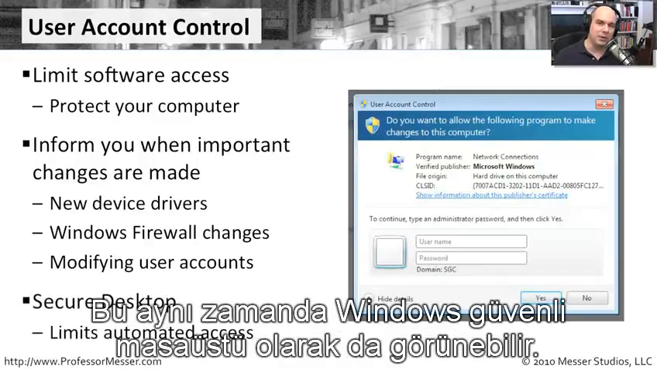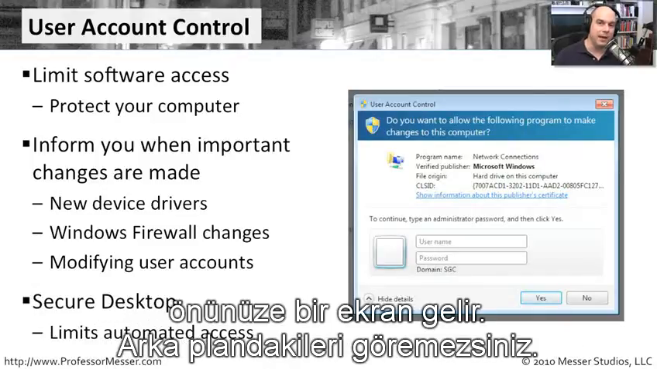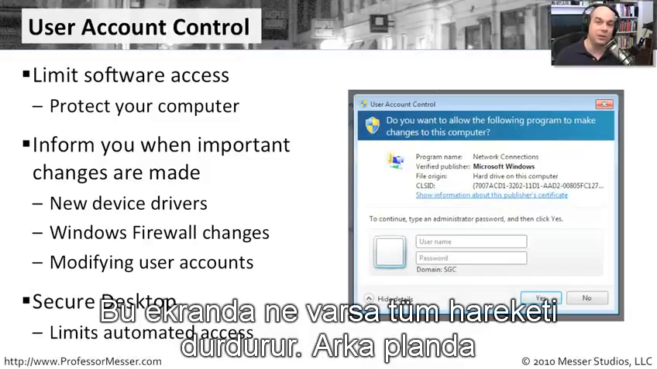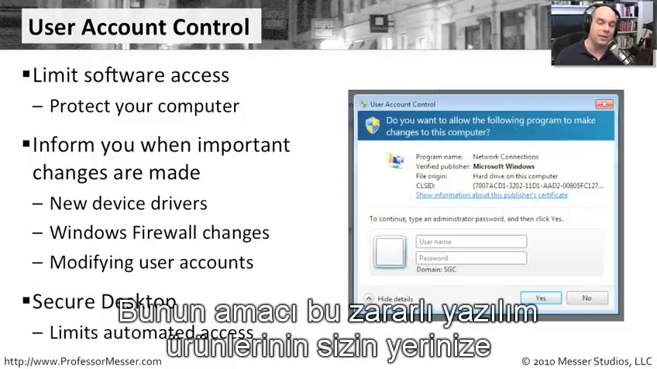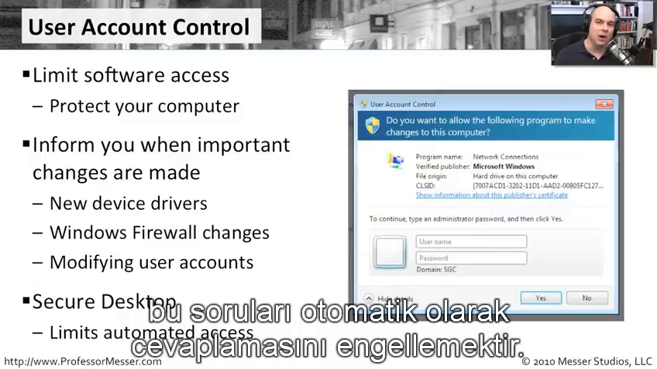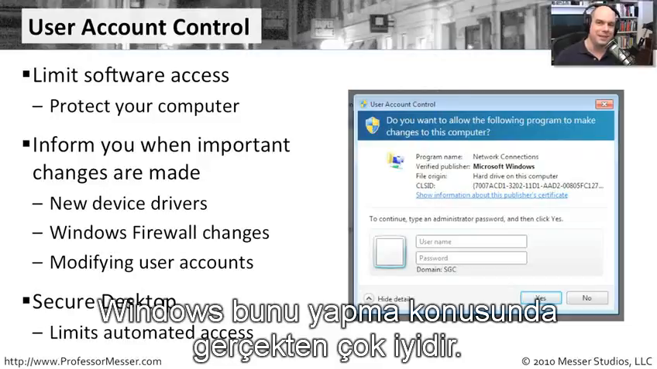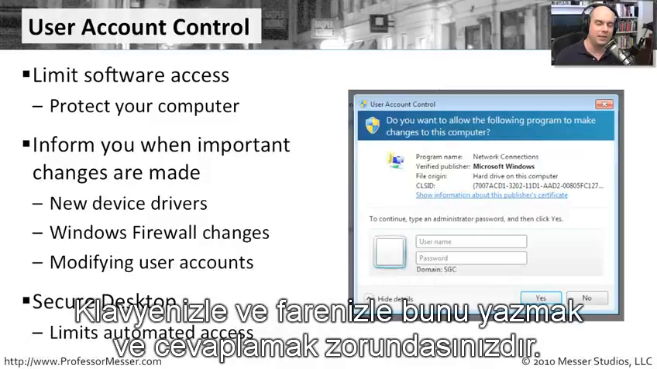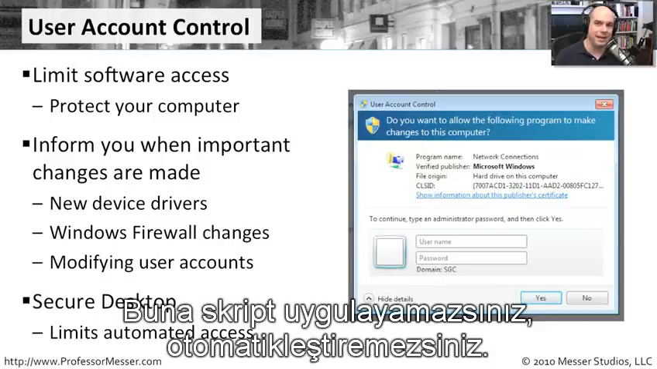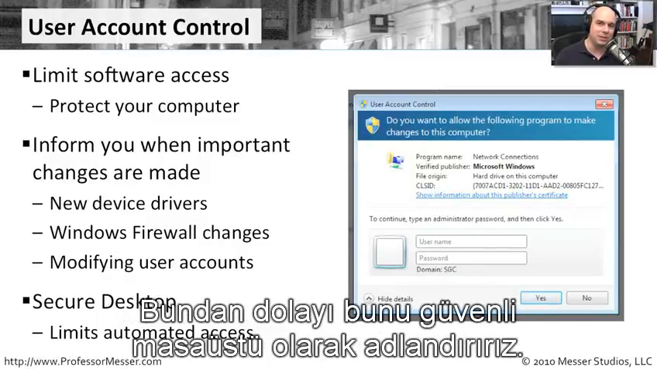This also pops up something called the Windows Secure Desktop. The entire desktop goes black and you have this one box sitting on the front. You can't see anything behind what's going on. It stops all motion on the screen. You don't have access to any of the programs behind the scenes, and that's on purpose. You don't want malicious pieces of software to automatically answer these questions for you. Windows was really smart in the way that it did this: it blocked any other software from interacting with this. You have to type in on your keyboard and with your mouse the answer to this. It can't be scripted. It cannot be automated. And that's why we call it the secure desktop.